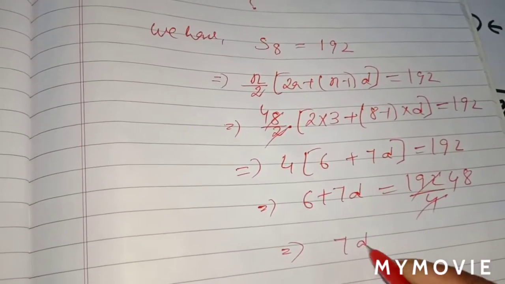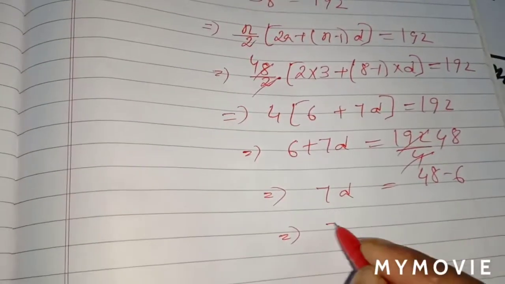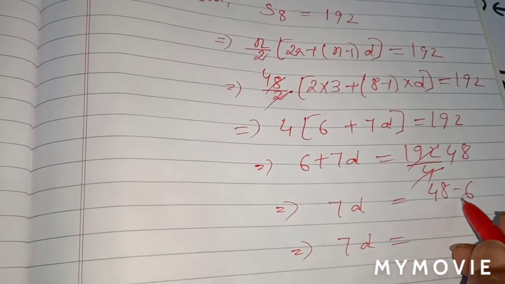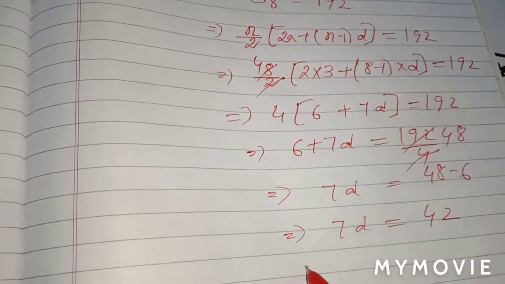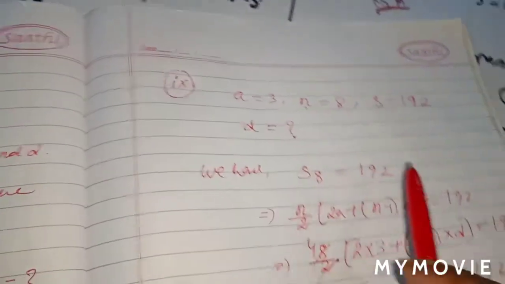Next, 7D, this 6. If you transfer it to the right hand side, minus 6. Then 7D equals 48 minus 6, 42. Now if you divide by 7, 7 6s are 42. So D is equal to 6. I hope all of you understood. Okay, next.